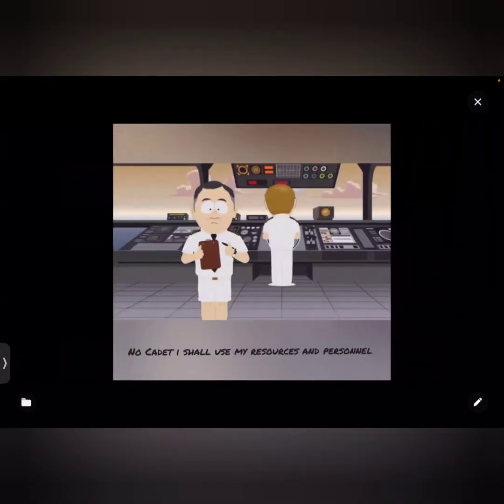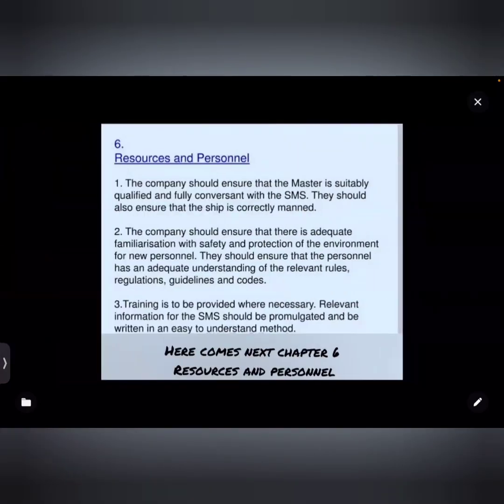The captain says, no, cadet, I shall use my resources and personnel. I am not alone. I am too old. I cannot do everything on my own. I need my resources and personnel to handle this. And here comes the next chapter, 6, resources and personnel.